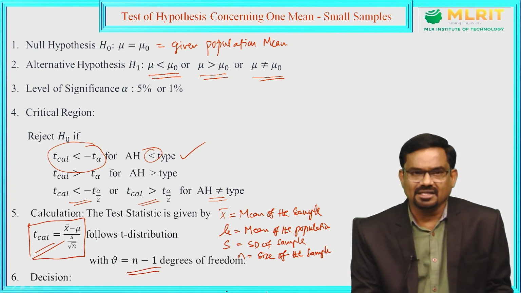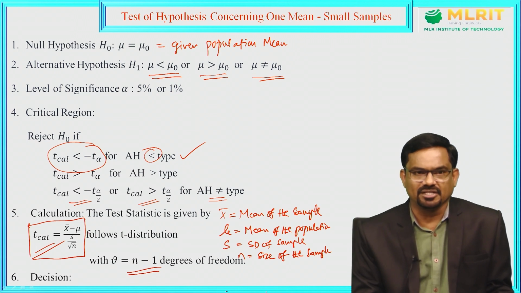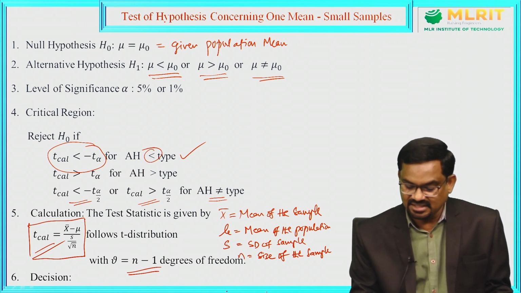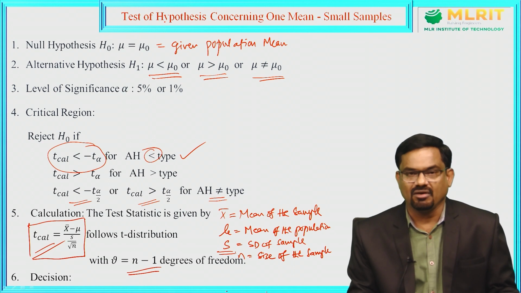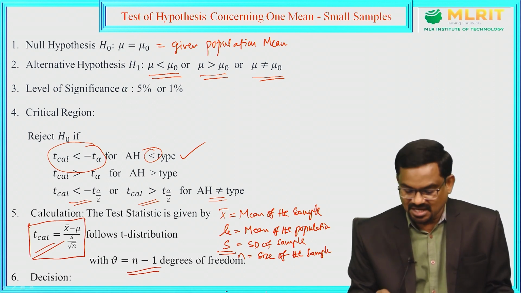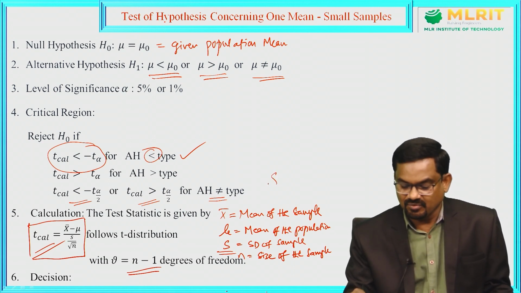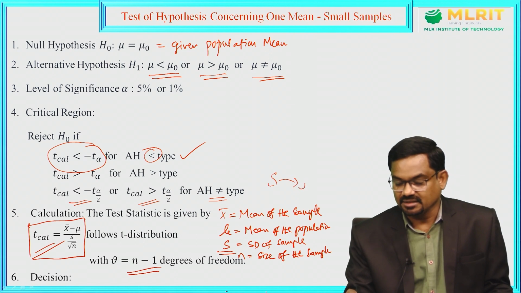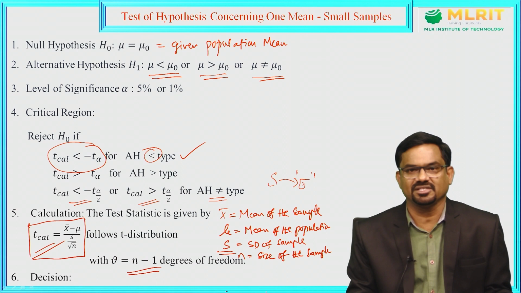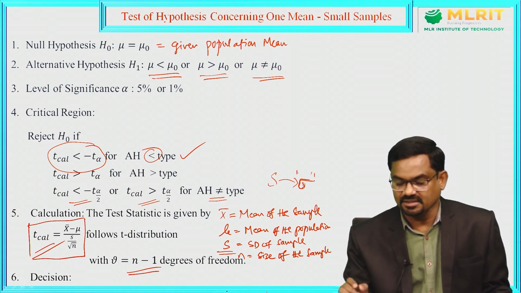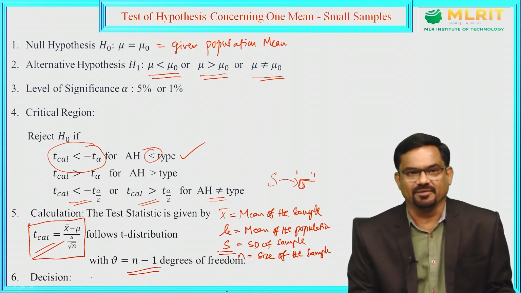So here the calculated value is given by x bar minus mu by s by root n, where s is the standard deviation of the given sample. If s is not given, we can replace it by the standard deviation of the population, denoted by sigma. Finally, we take the decision by comparing the calculated value with the tabular value.